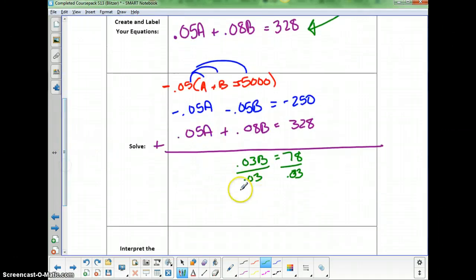Okay, and I forgot the values. I have to look back over there. But B is equal to 2,600.